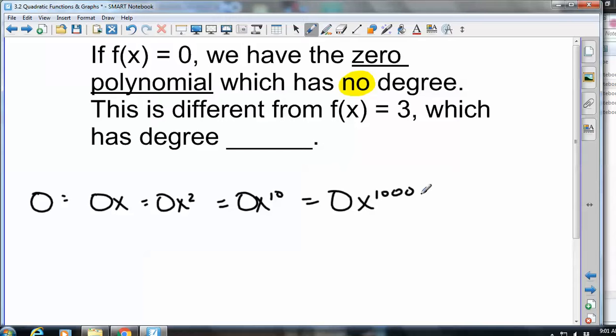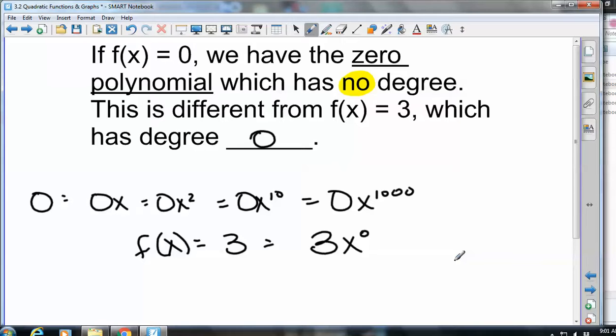Now, if it's just f of x equals any other number, then that has degree 0. So if I just said f of x equals 3, that is the same as 3 times x to the 0 power, because anything to the 0 power is 1. But you couldn't put any other power of x with that. So there will always be a degree unless it equals 0? Exactly. If it's just a constant, the degree is 0. But if it's just equal to 0 itself, then it has no degree.